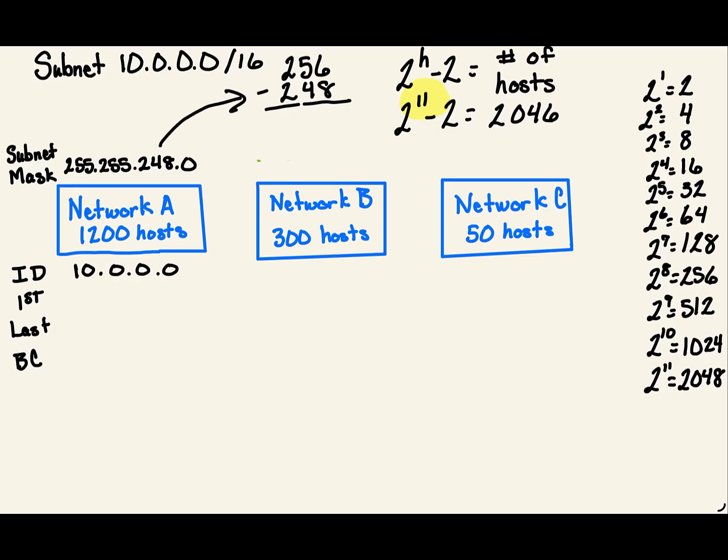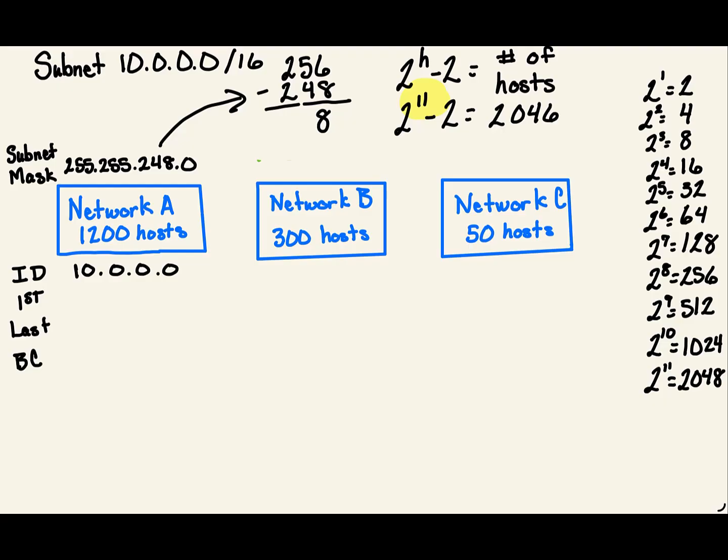Here, where this subnet mask has been revised to 248, that's our interesting octet. All you need to remember for the interesting octet is that it is the octet we are modifying. So 256, our magic number, minus 248 equals 8. We have a block size of 8.